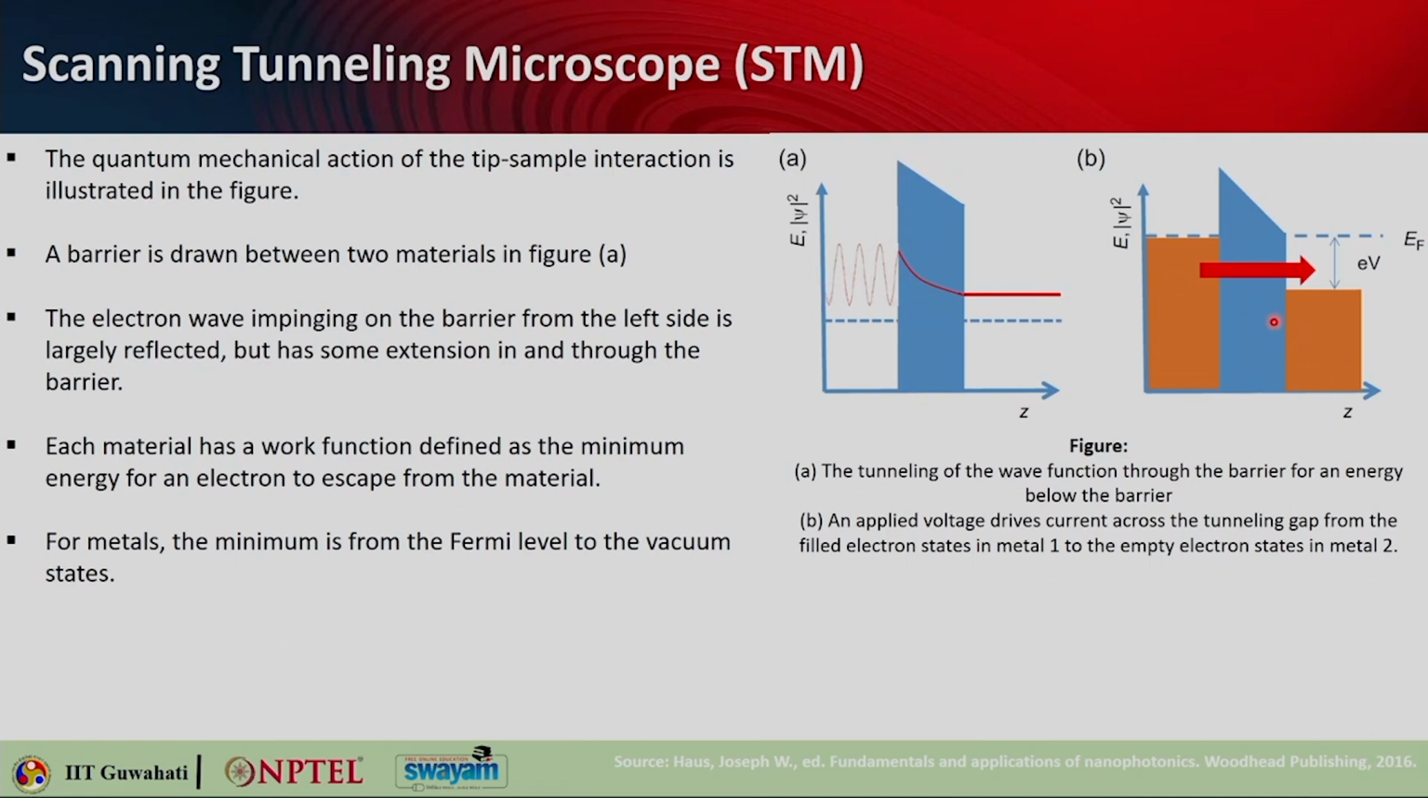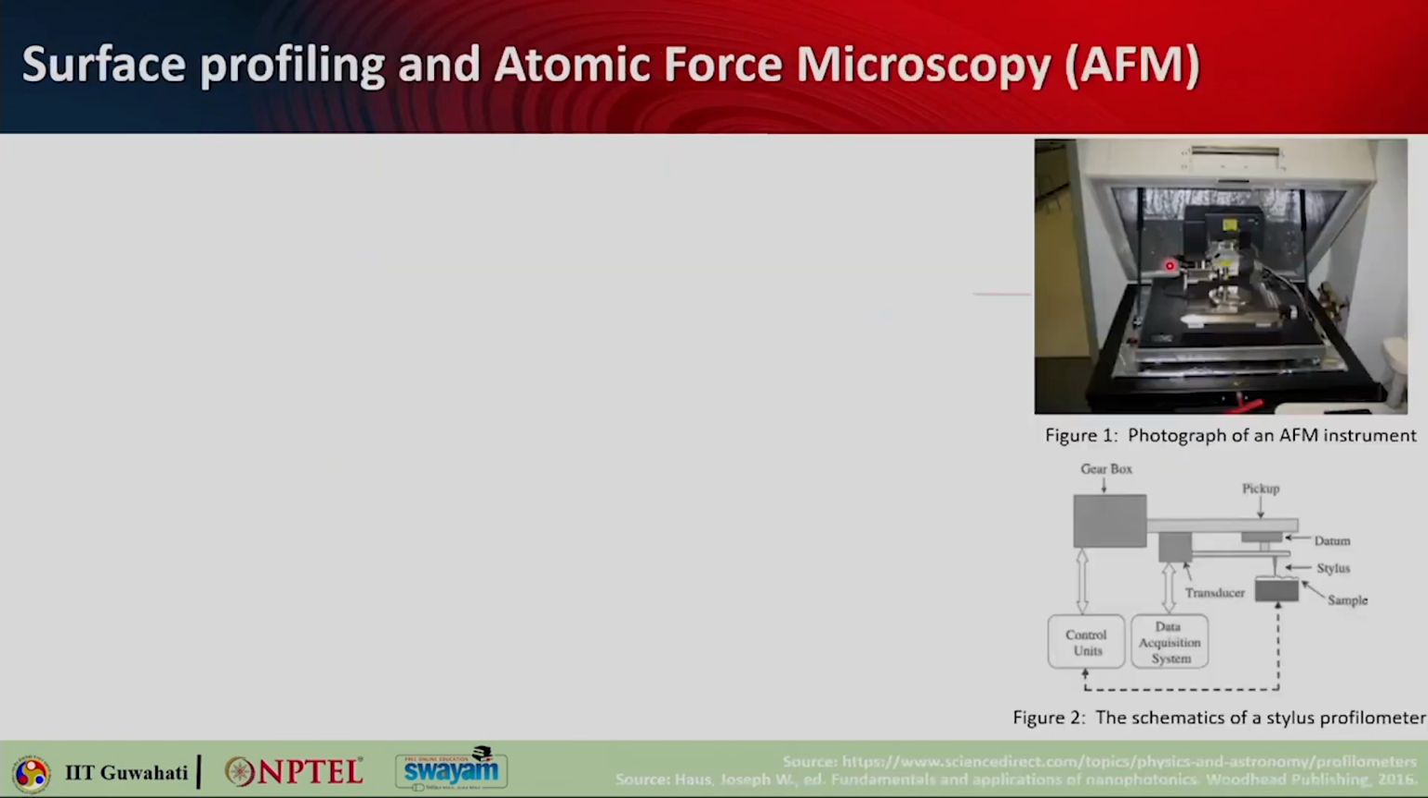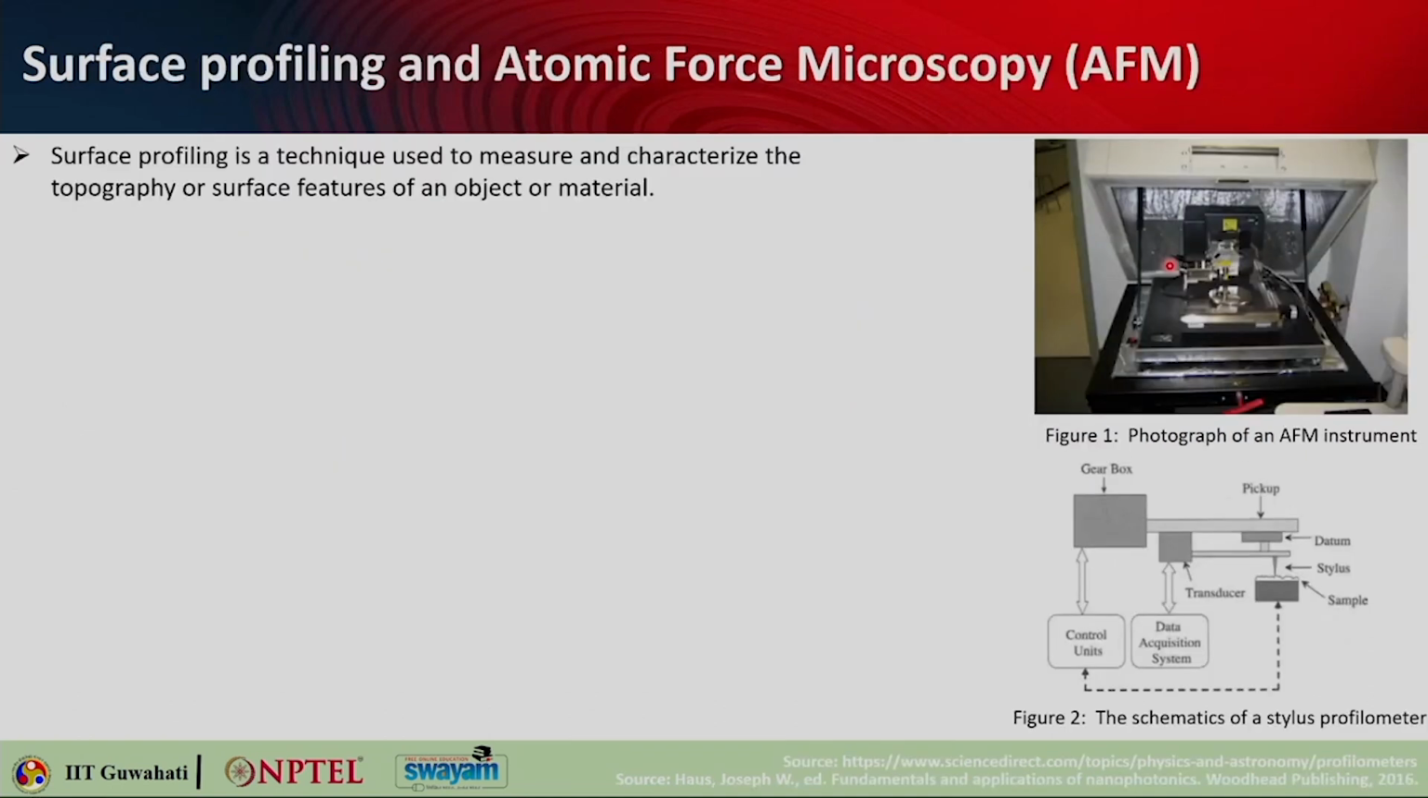This is a case when a voltage is being applied across the tunneling gap. So, what happens in that case? The tunneling happens from the filled electron states in metal 1 to the empty electron states in metal 2. In this case also the barrier has a higher height than the two metal energy levels. So, with that we can look into the next one.